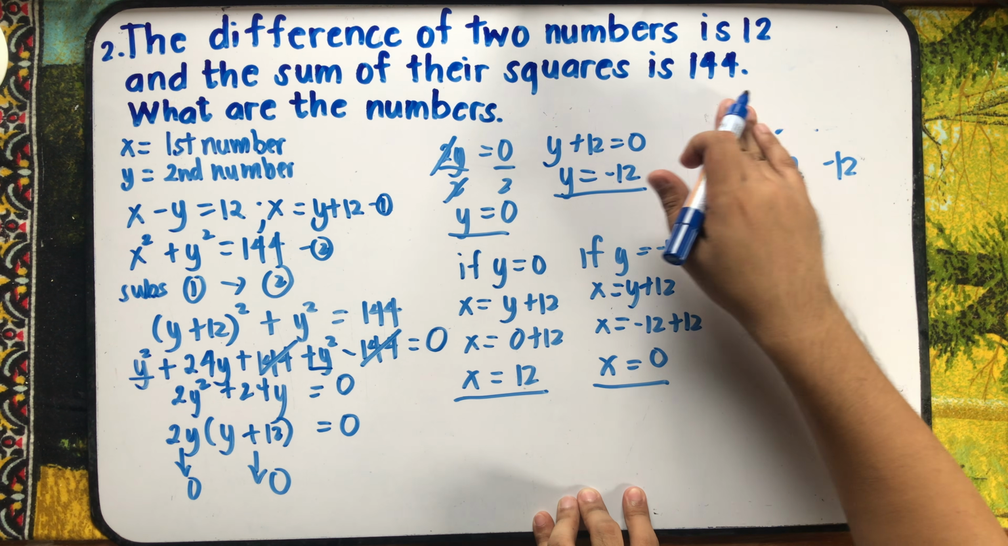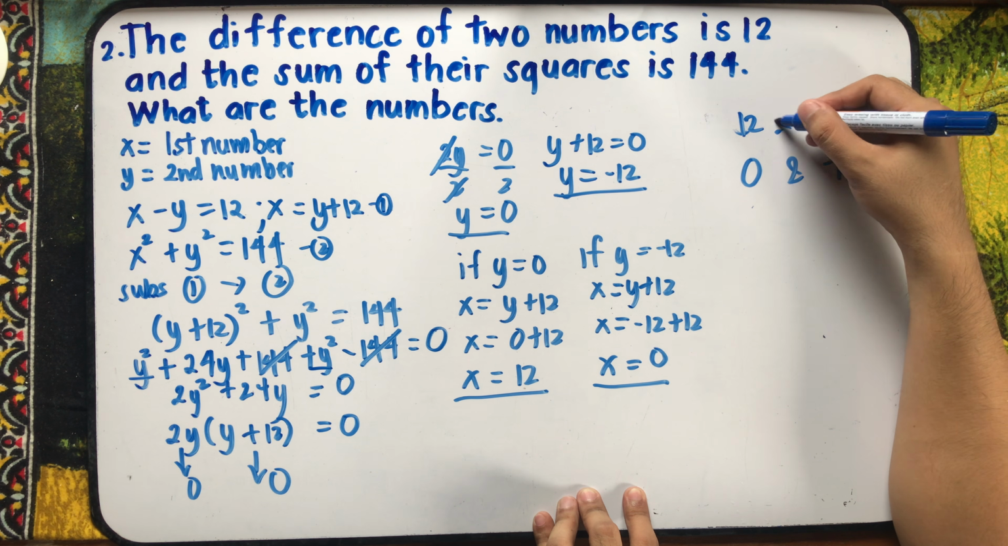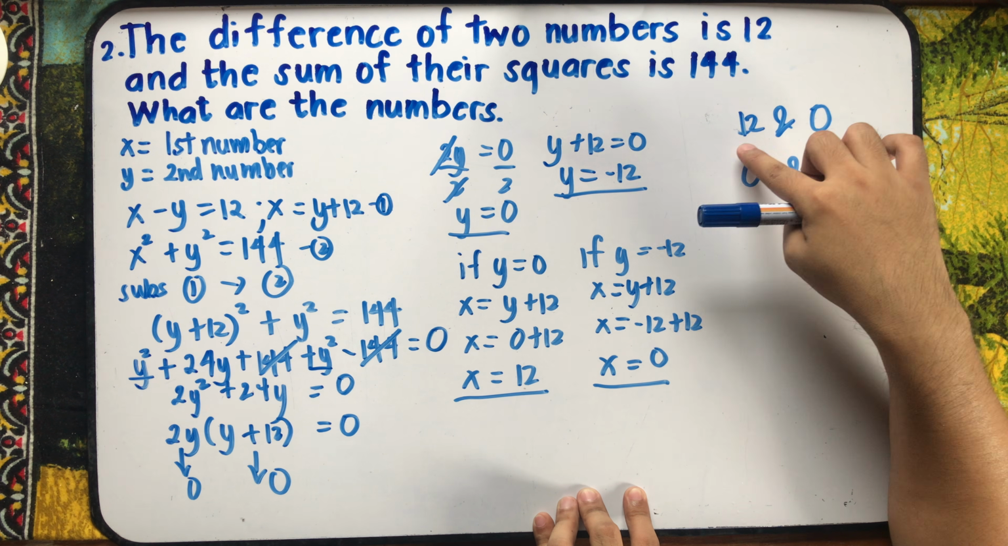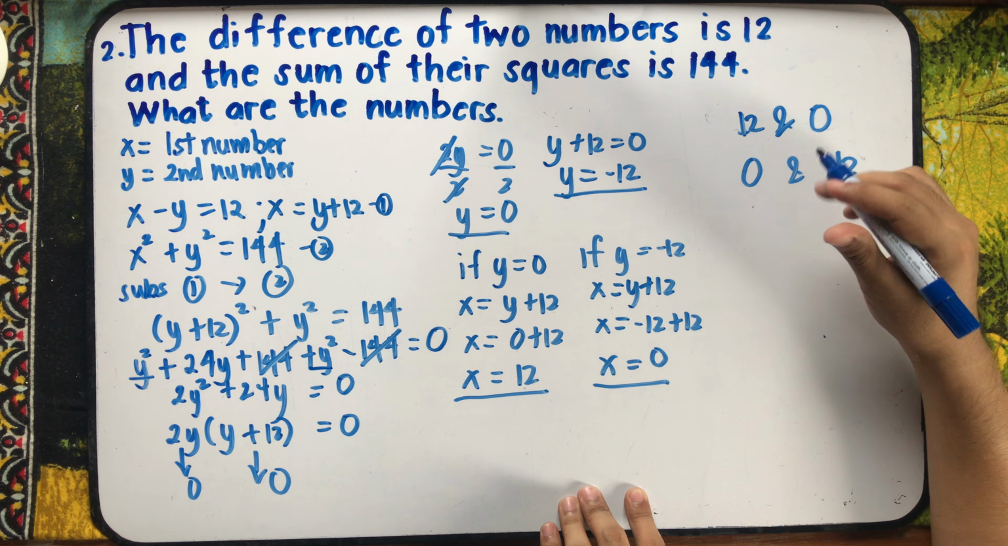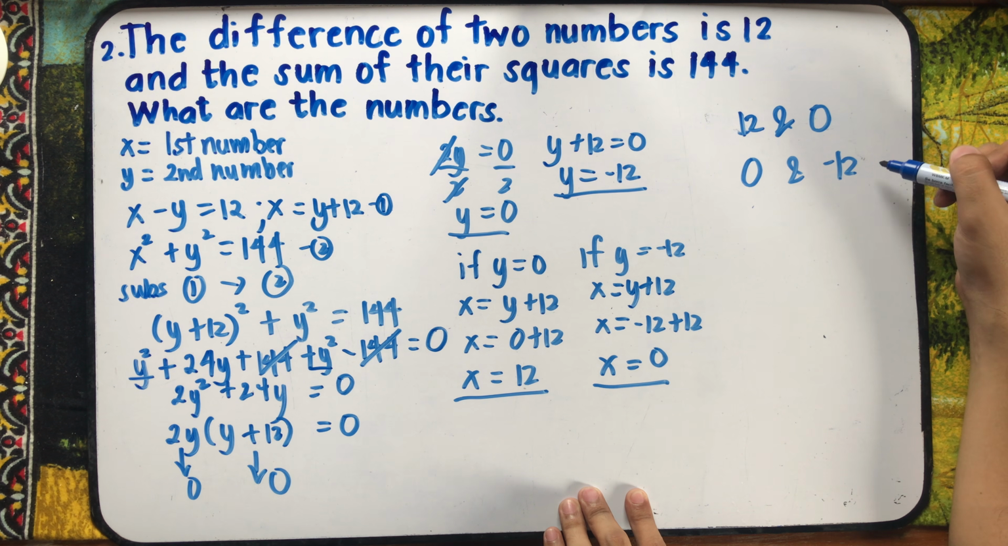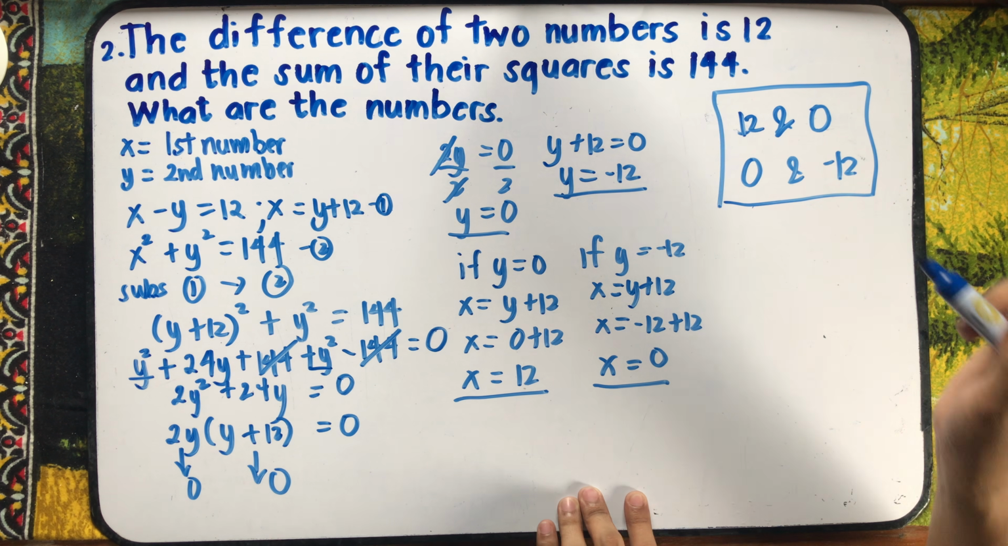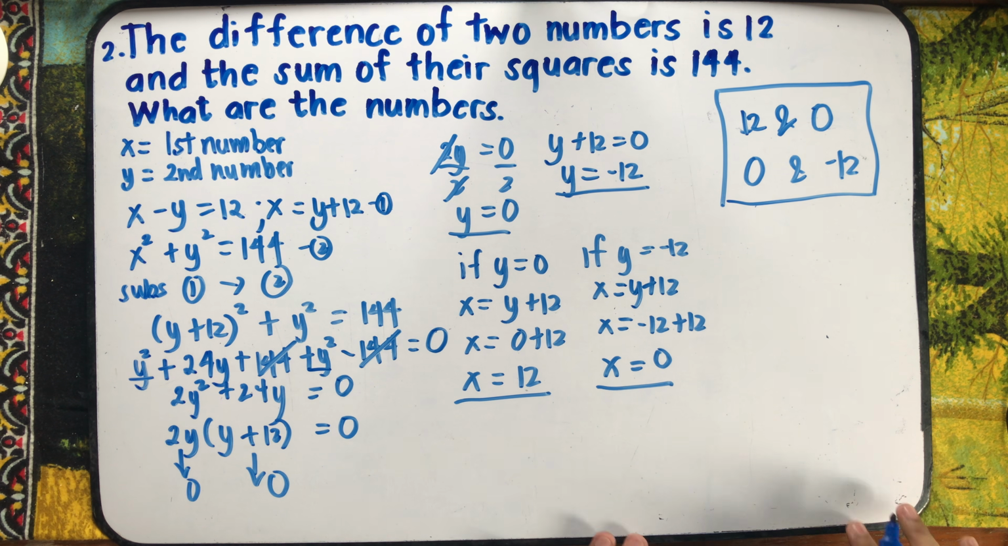Or we could say that this should be 12 and 0. Okay? So, 12 minus 0 is equal to 12. 0 minus negative 12 is equal to 12. Therefore, this will now be our answer. Okay? So, that is how we solve for this problem.